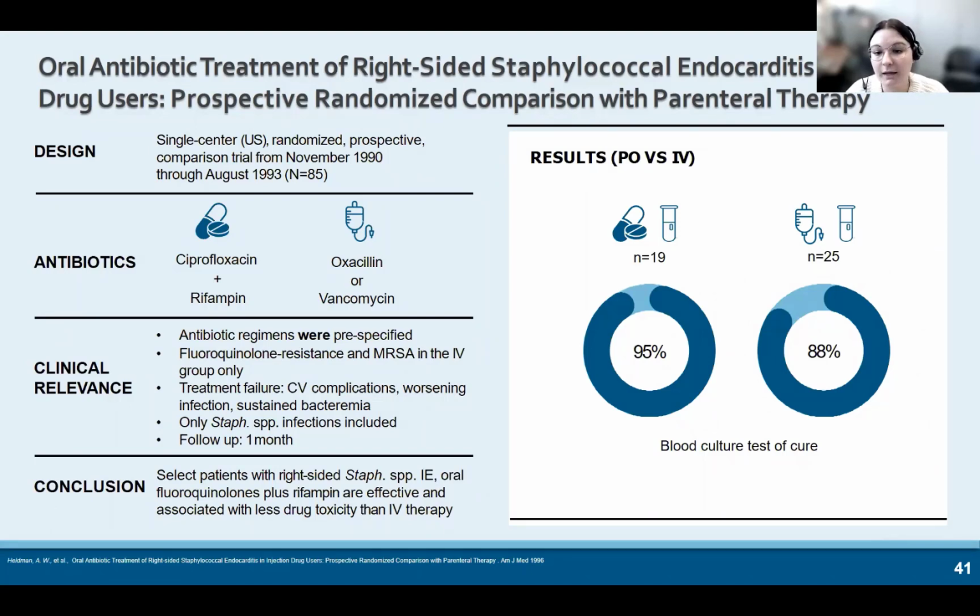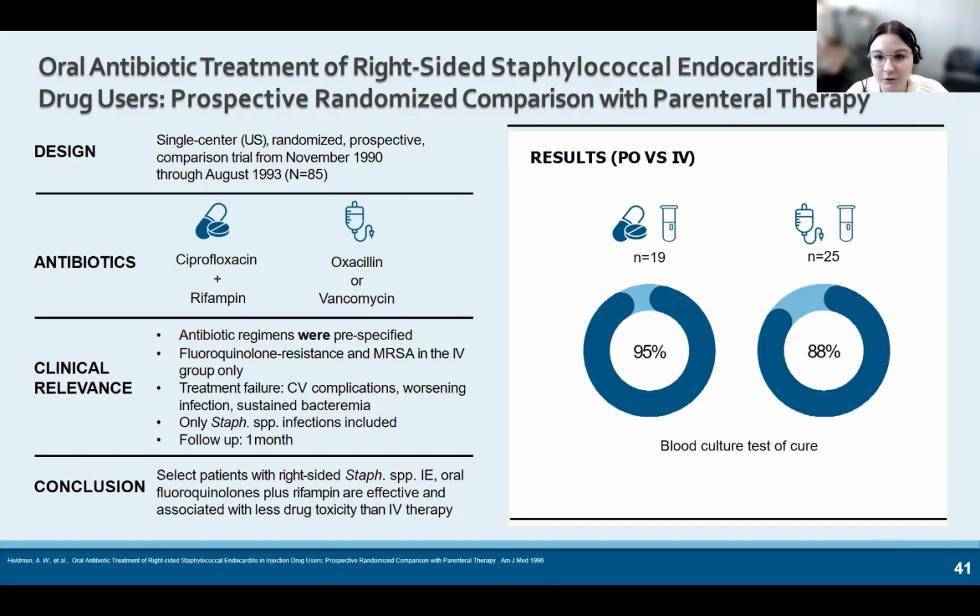Fluoroquinolone resistance and MRSA infections were included only in the IV group, and treatment failure was defined as the development of any of the following: left-sided endocarditis, heart block of any degree, congestive heart failure, respiratory failure requiring mechanical ventilation, hypotension, sustained or recurrent bacteremia after 10 days of treatment or at an outpatient follow-up, metastatic infection, including meningitis or osteomyelitis caused by the same organism, or death.